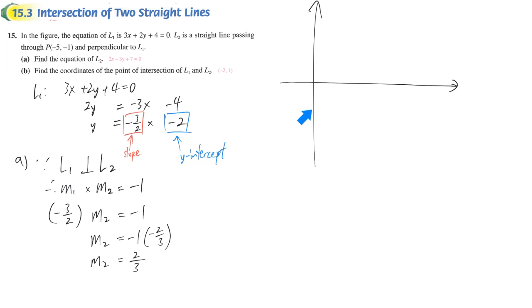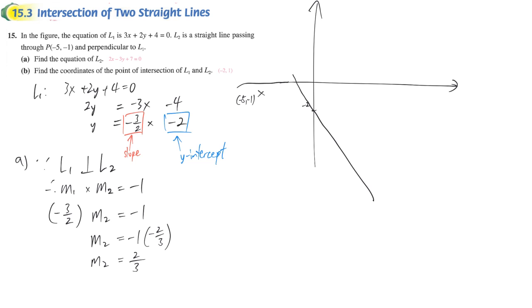That means if we draw a graph, L1 passes through y-intercept -2 and then goes downward with slope smaller than -1, so it's relatively quite steep. And then we have a point (-5, -1), so it's approximately here, which is perpendicular to our given line here.